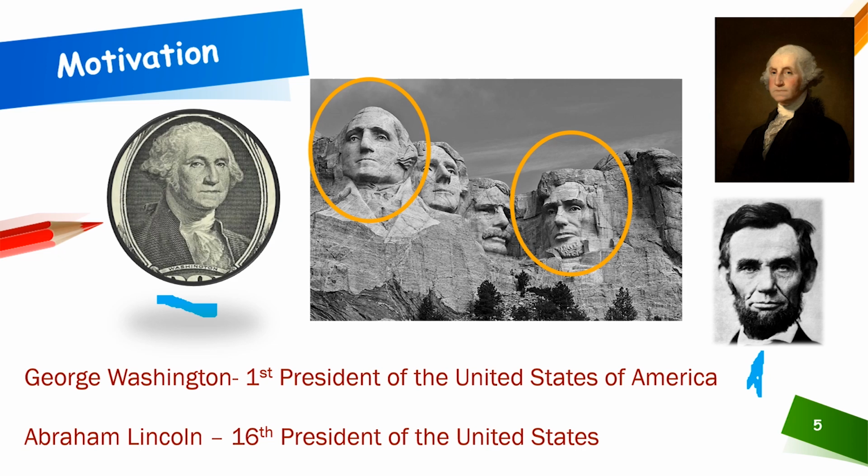The picture in the middle of the screen is of Mount Rushmore. Mount Rushmore is a mountain where they carve the faces of different presidents into the mountain. Both George Washington and Abraham Lincoln are there. So here are those familiar faces in the orange circles. Here's George Washington, and then here's Abe Lincoln. How cool is it that you get to have your face carved into a mountain?